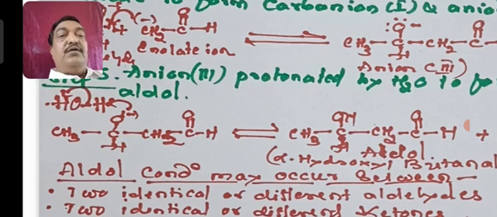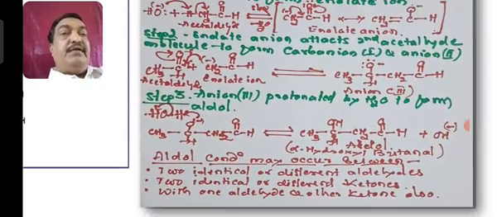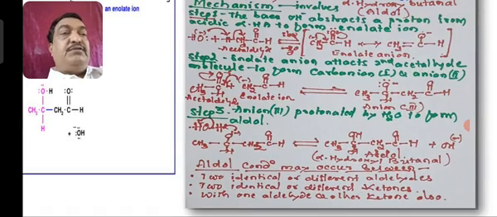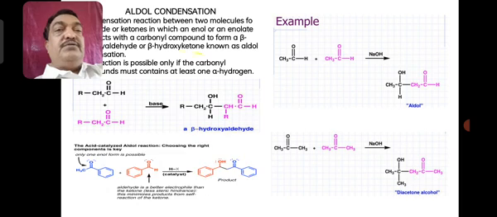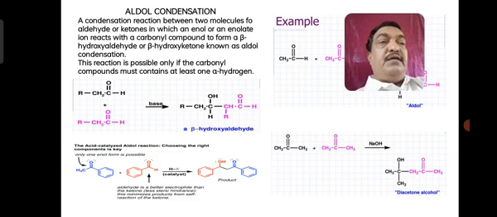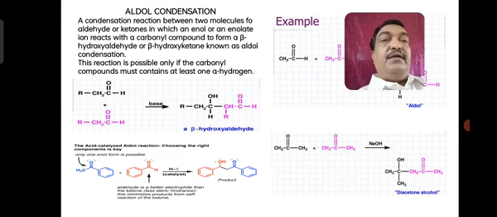The condensation may occur between two identical or different aldehydes, or two identical or different ketones, or aldol condensation may occur with one aromatic and another aliphatic also. So the condensation reactions of aldol mechanism can be understood very easily. So I am showing very slowly. If you are really interested, you can run as it is and take down one by one.